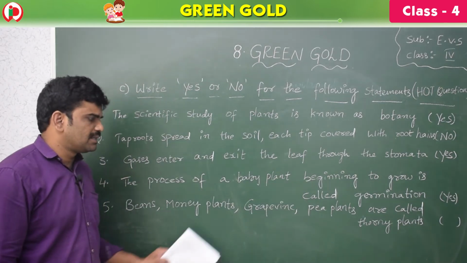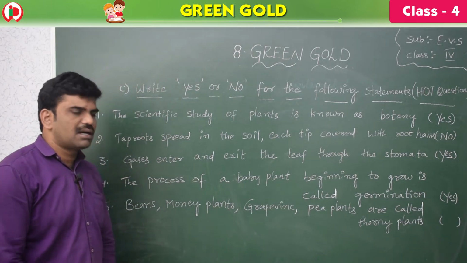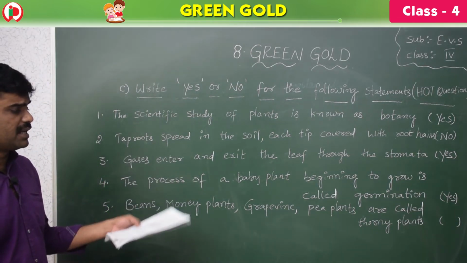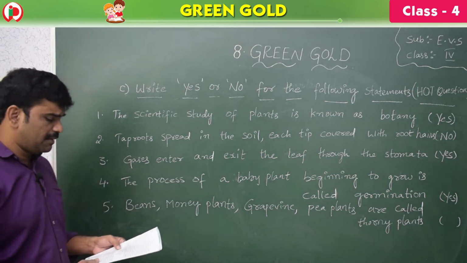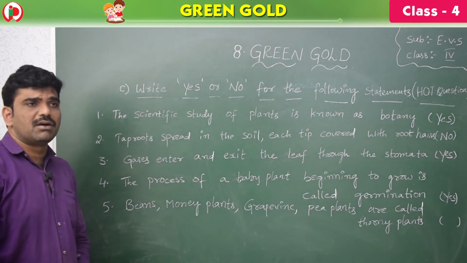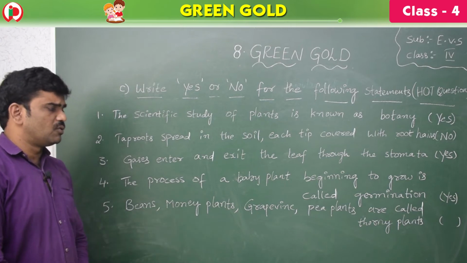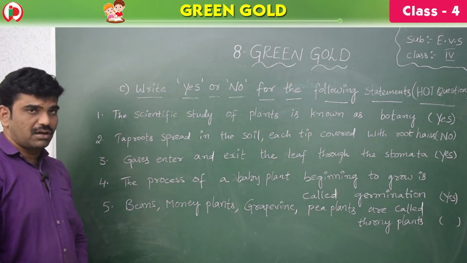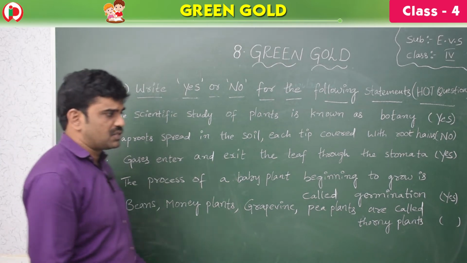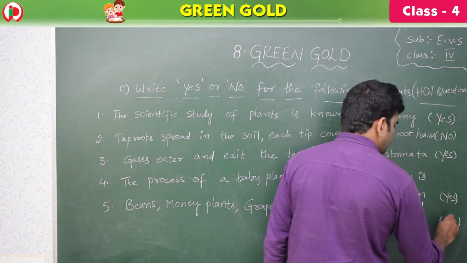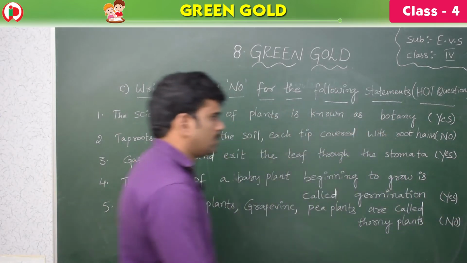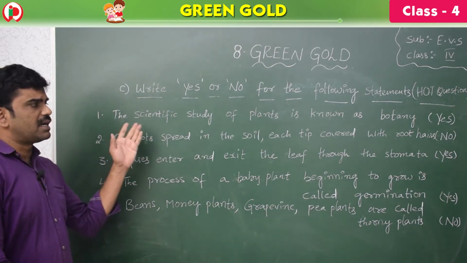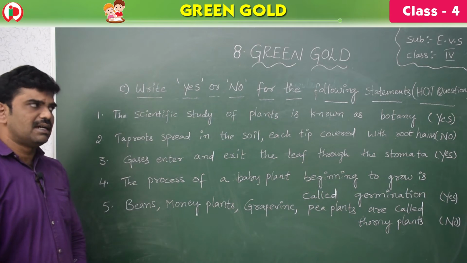Beans, money plants, grapevine, pea plants are called thorny plants. Yes or no? No. Why? Because these plants do not have thorns. Cactus and opuntia are the plants that have thorns. So these are not thorny plants. So the statement is wrong, and I am writing no here. So yes, no, yes, yes, no. The first one, the scientific study of plants is known as botany. Yes.